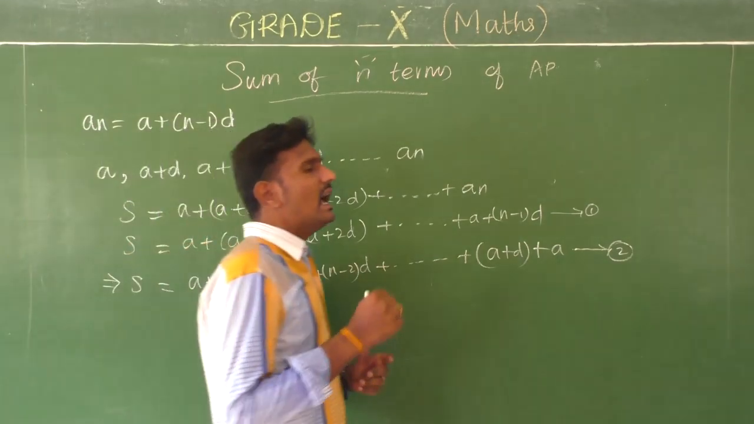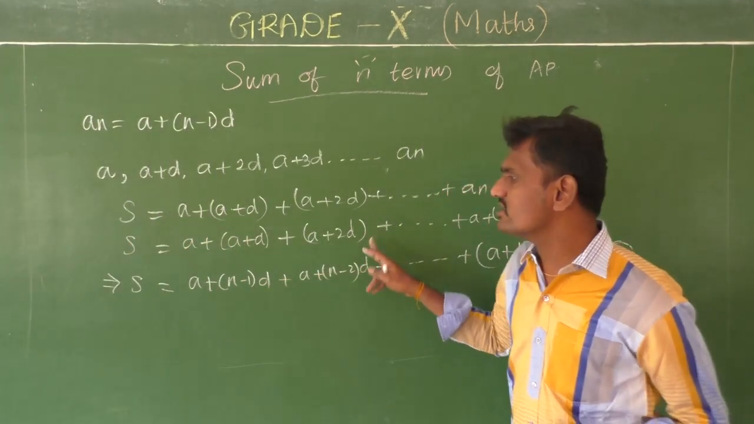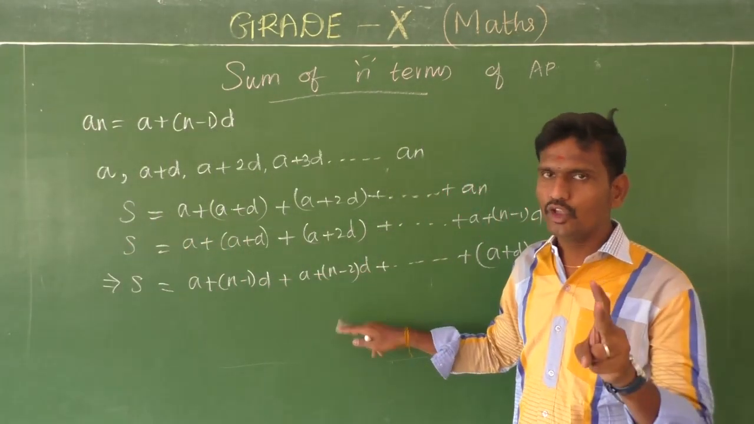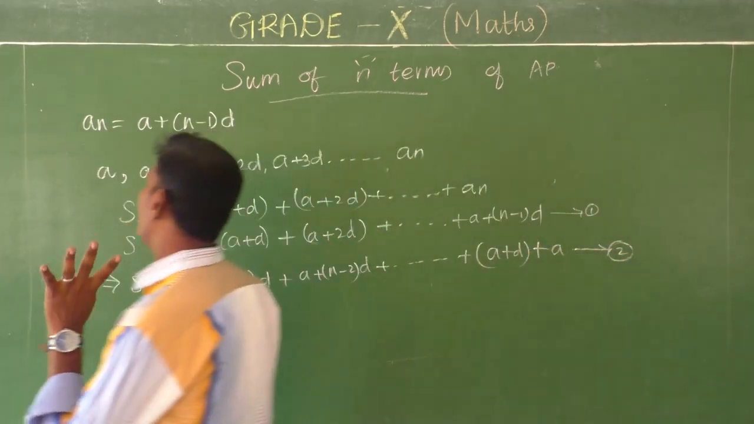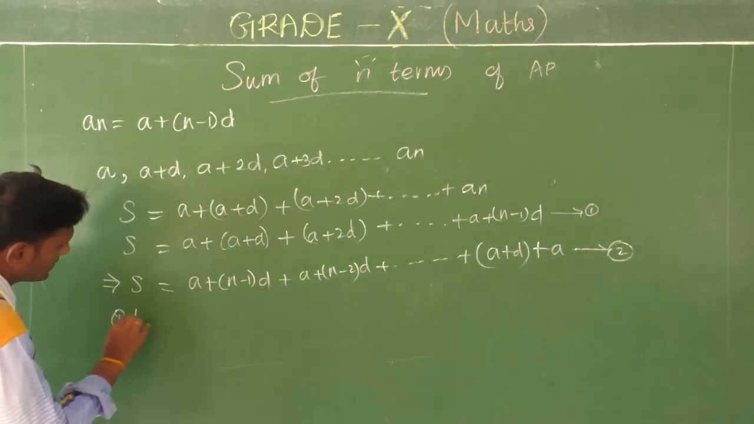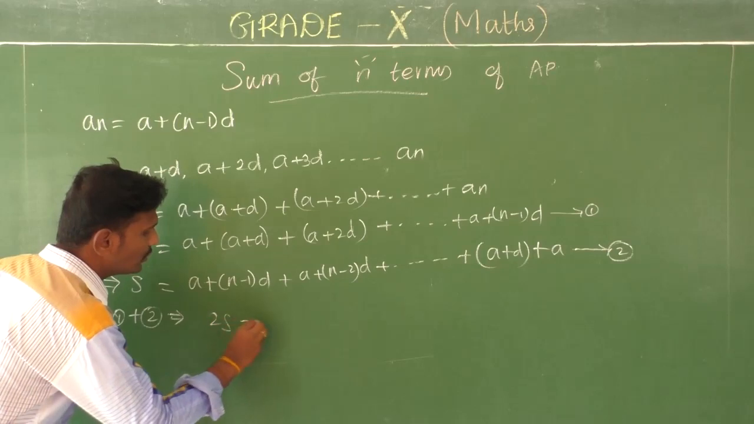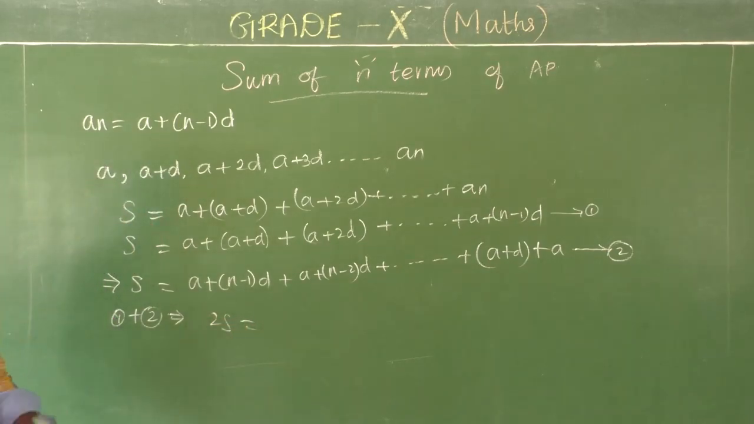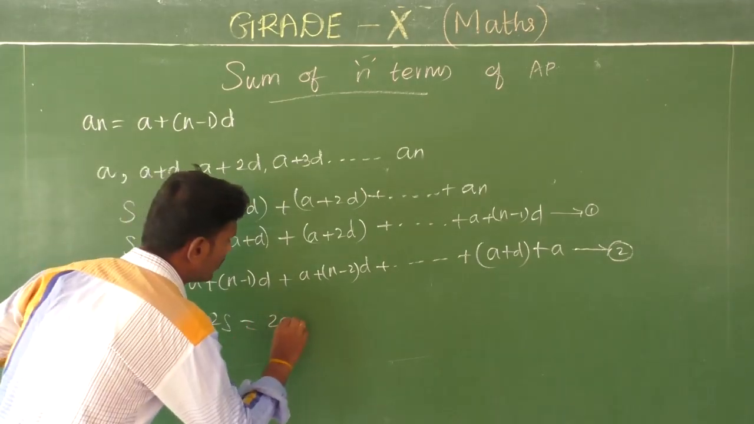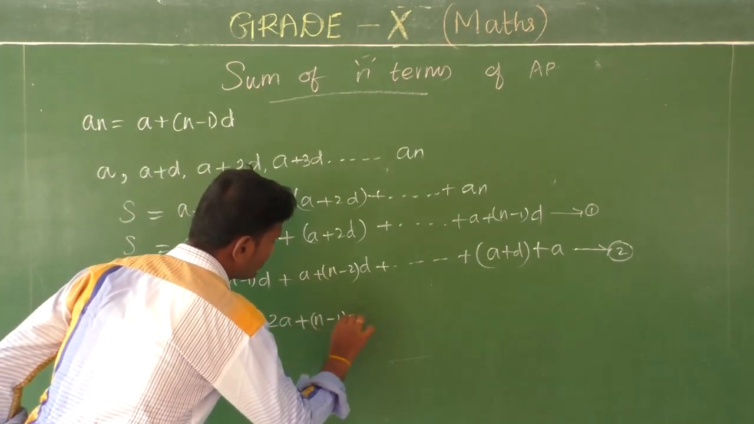So like that, this is equation number 1 and that is equation number 2. These two equations I am going to add now. Equation number 1 plus equation number 2 to get the same thing. S plus S, how much? 2S. So 2S equals, very simple thing, a plus a, another 2a. So 2a plus (n minus 1) into d.